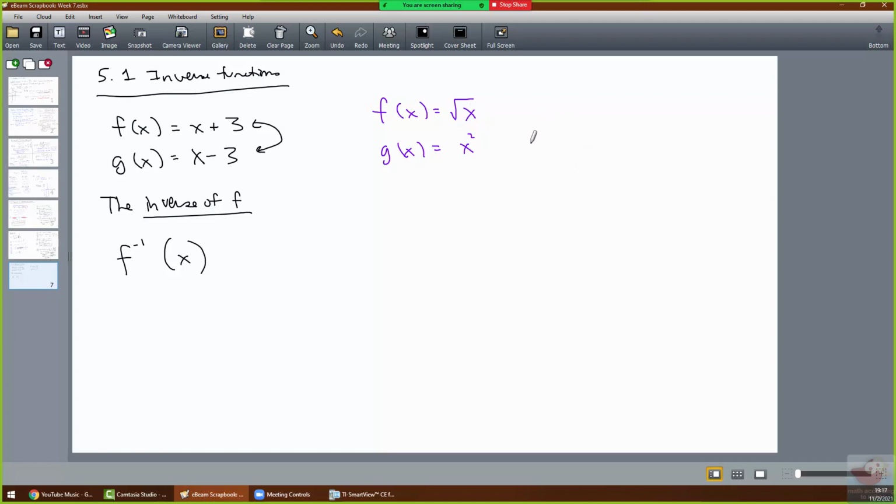So for instance, if I found g of negative 5, that would be negative 5 quantity squared, which would be 25. So that means under the function g, the number negative 5 went to the number 25.